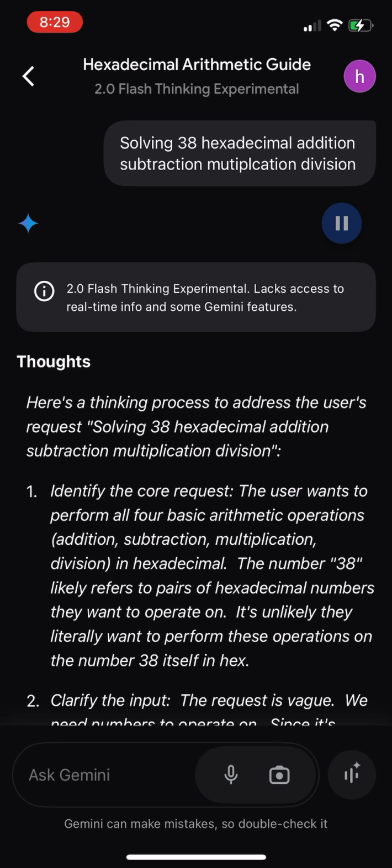Example 2: 7B plus 4C. Rightmost column, B plus C. B is 11, C is 12. 11 plus 12 equals 23. Since 23 is greater than 15, we need to carry over. How many times does 16 go into 23? Once. 1 times 16 equals 16. Remainder, 23 minus 16 equals 7. So B plus C equals 1, remainder 7. Write down 7 and carry over 1.